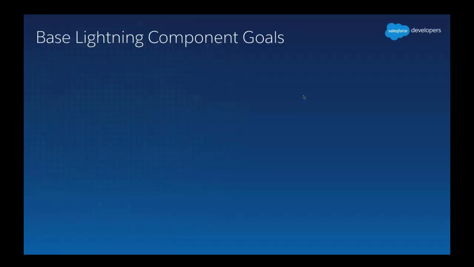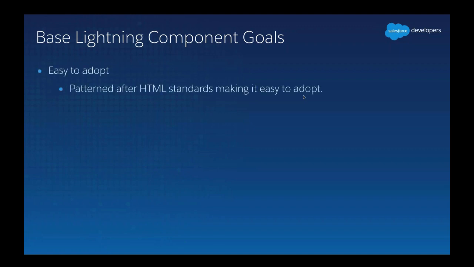Now, before we begin looking at the components, let's understand some of the goals that we had as a team as we set out to build these base Lightning components. The first is, as I said, we wanted to make it easy for you to adopt. The way we thought about doing that is, hey, we're working in HTML anyway, so why don't we pattern these base components after HTML standards? That way, as a developer, I'm not having to learn anything new. I'm not having to remember how to do something, because it's not a different paradigm than the one I'm already working in. It is simply HTML-like.